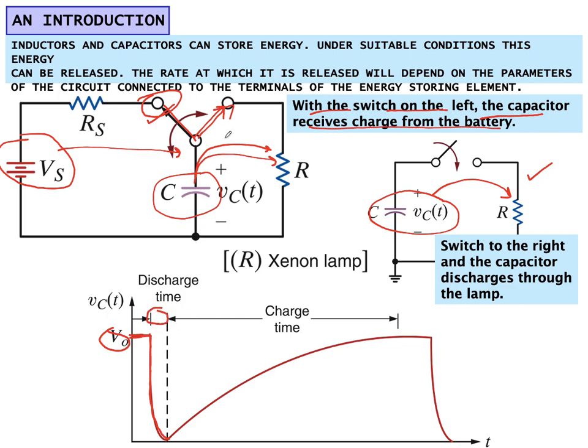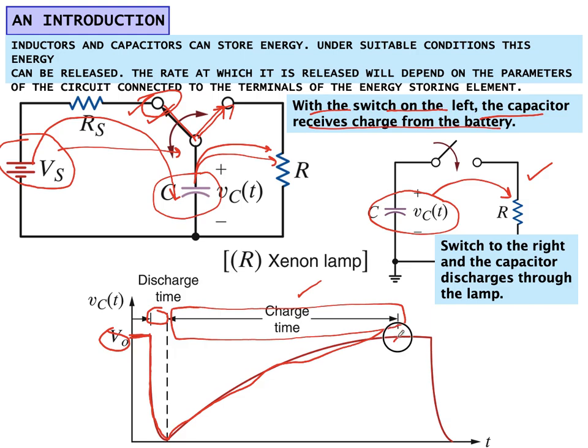And once the camera has flashed, the switch will again move to the left position, and then the battery will start charging the capacitor, and here we can see the charge will start accumulating in the capacitor, and the voltage across the capacitor will be increasing like this. So this would be the time required to fully charge the capacitor, which we call the charge time.